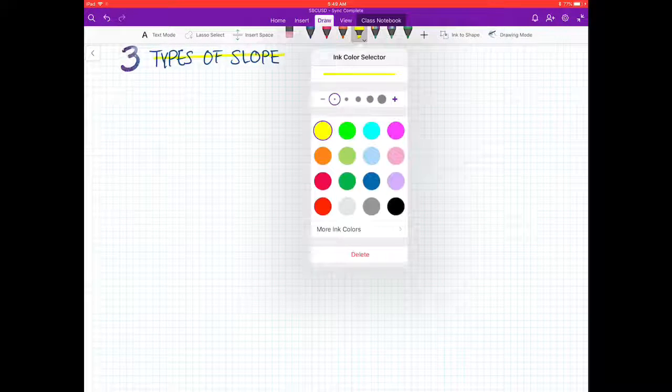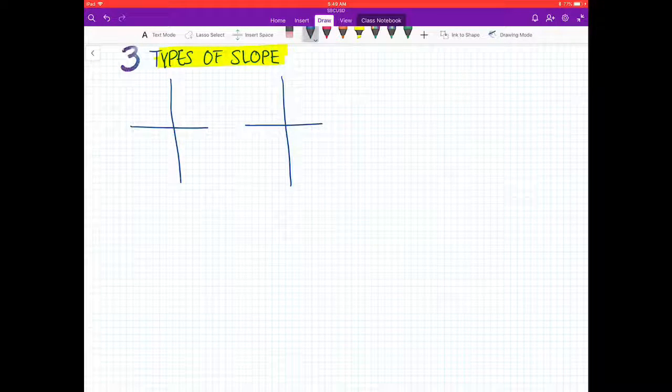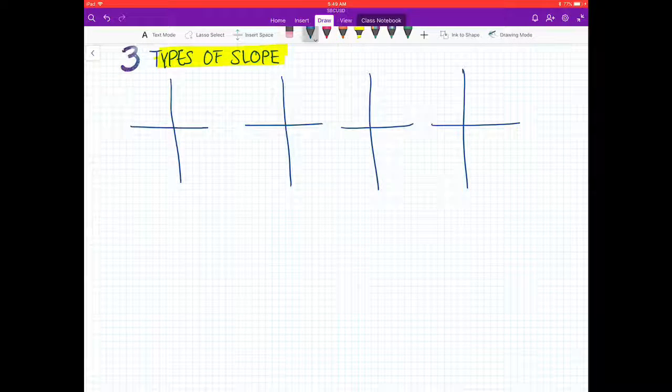We're talking about 3 types of slope. Okay, the first one. If you have a graph, so you're gonna need, I'm a loser, guys. There's actually 4 types. Just kidding. I just thought 3 was nicer. I'm kidding. All right. So 4 types of slope.